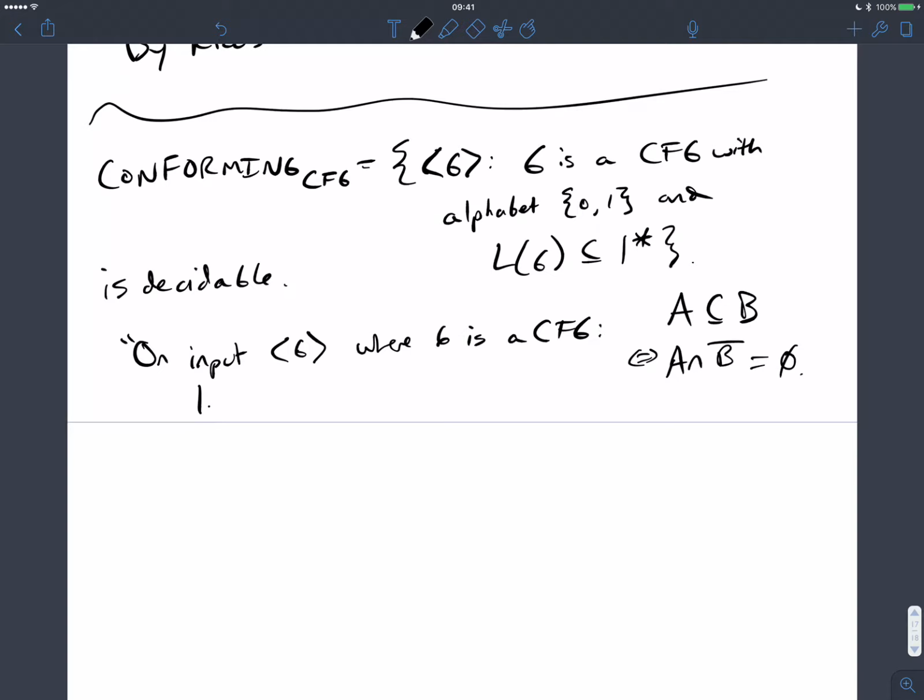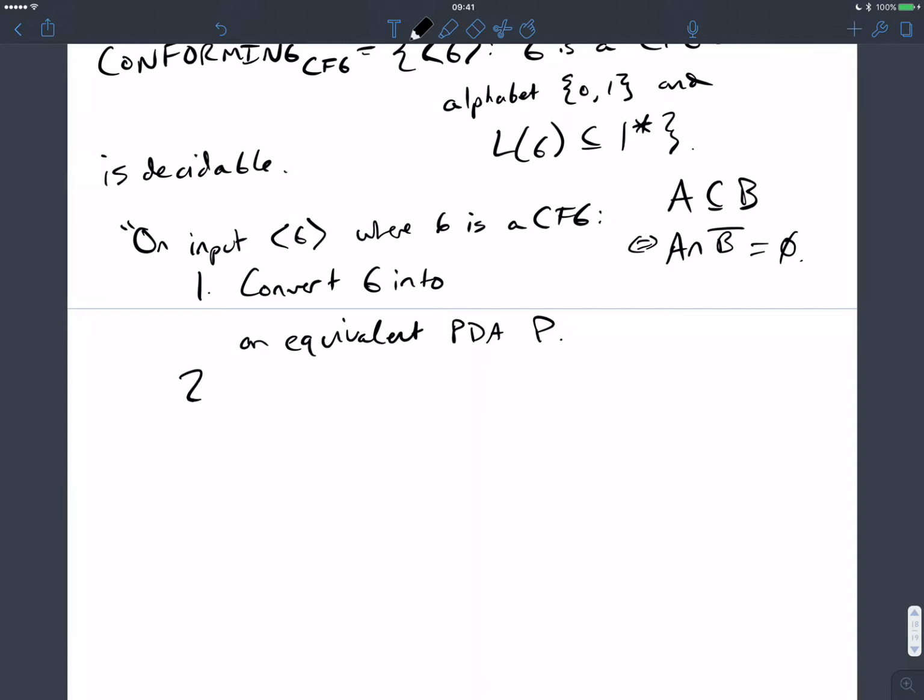Okay? So that's working with PDAs, and I'm given a CFG. Is all hope lost? Oh, I can convert it to a PDA. So, convert G into an equivalent PDA P. Okay, now what? What do I do here?